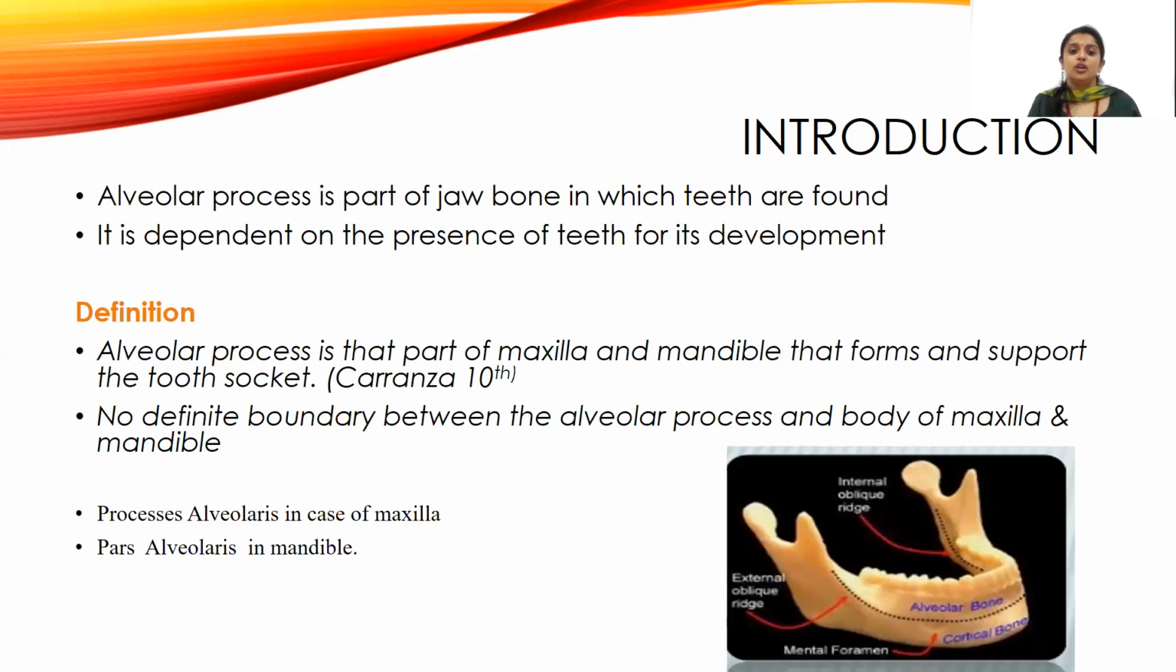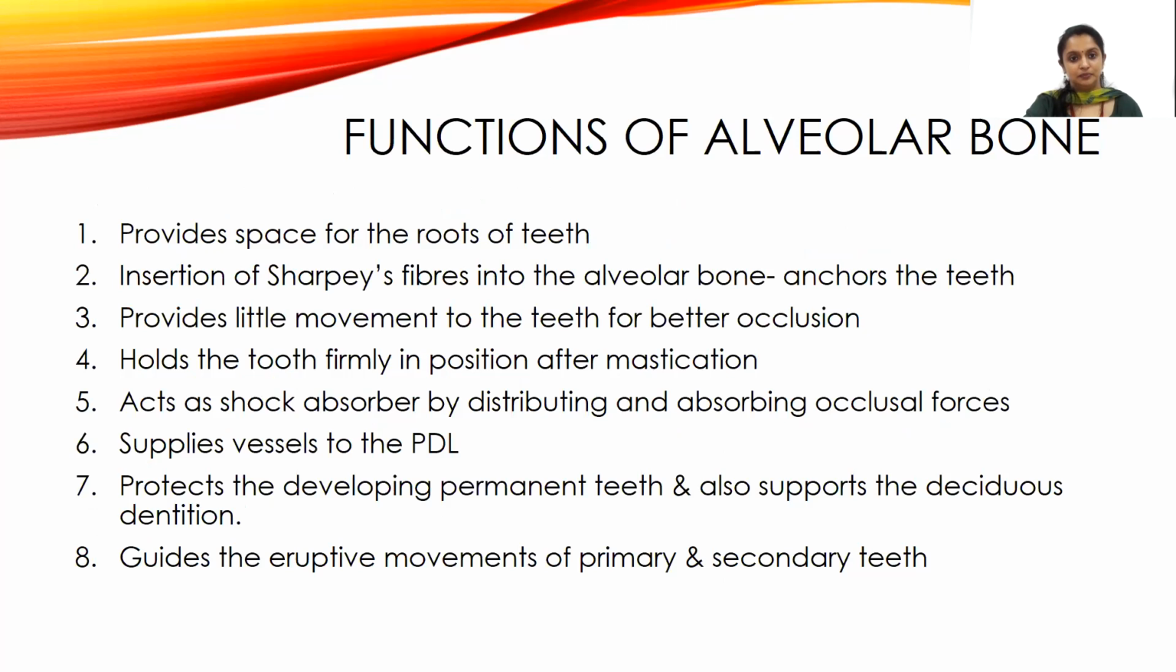Now, as we all know, the alveolar process is a part of the jawbone in which the teeth are found, or where the teeth are located. It is mainly dependent on the presence of teeth for its development. According to the definition by Carranza, the alveolar process is that part of the maxilla and mandible that forms and supports the tooth socket. So there is no definite boundary between the alveolar process and the body of the maxilla or the mandible. In the maxilla, it is called process alveolaris, and in the case of the mandible, it is called pars alveolaris.